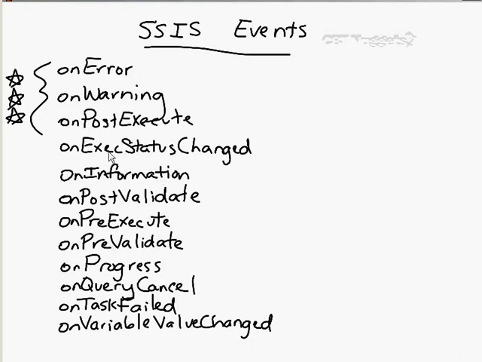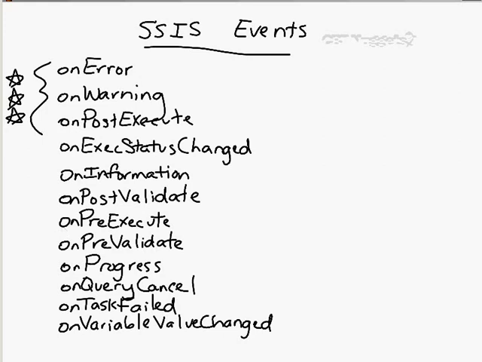So there are other events here. For example, OnExecStatusChanged occurs when an executable's status has changed. OnInformation is, yes, just for information. So for example, if a task successfully completed and maybe the task inserted records, it might provide information on those inserted records. We have OnPostValidate and OnPreValidate, as well as OnPreExecute, and we discussed OnPostExecute.